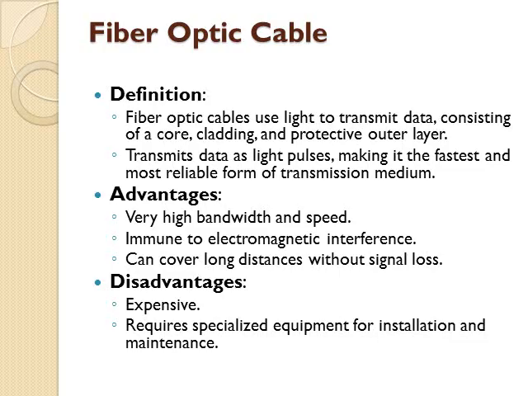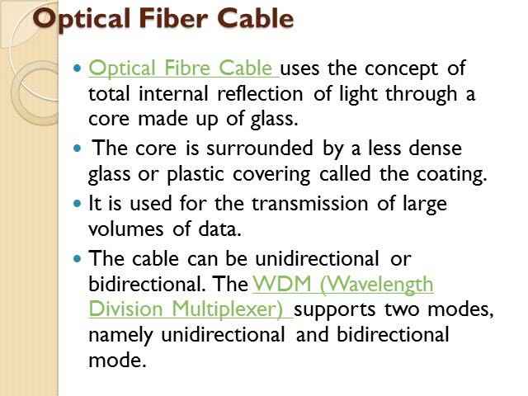It can cover long distances without signal loss. Disadvantages include that it is very expensive and requires specialized equipment for installation and maintenance. Fiber optic cables work on internal reflection of light through the core, which can be made of glass. The core is surrounded by less dense glass or plastic covering called the cladding. It is used for transmission of large volumes of data.